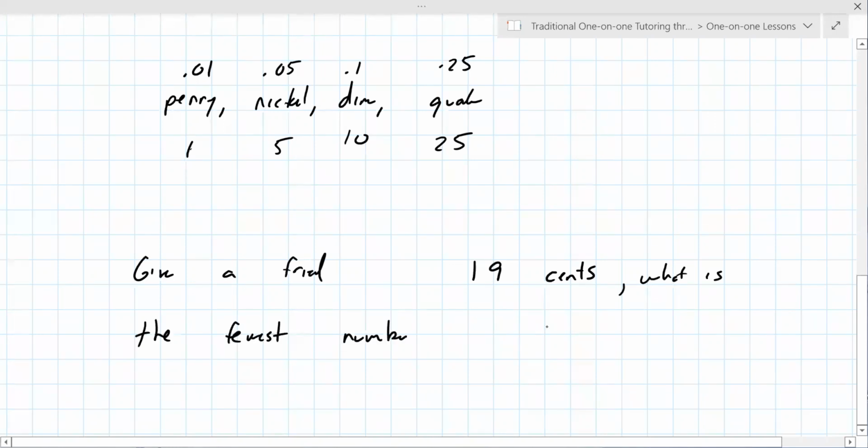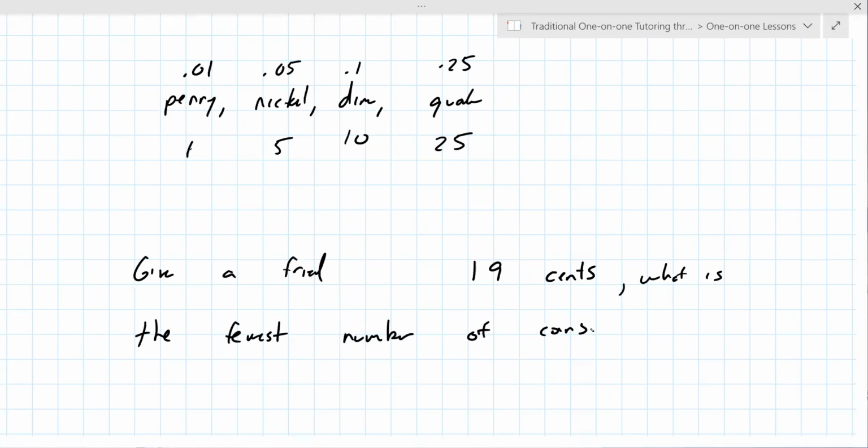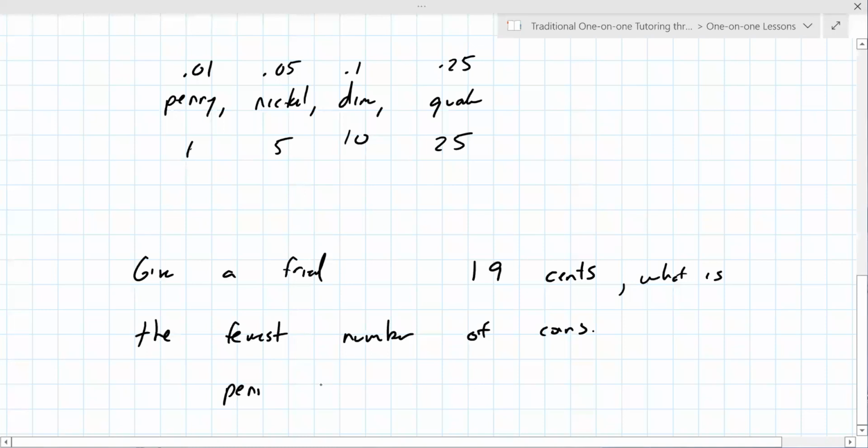So it's kind of like the question that we were looking at the other night with dollar bills, but now we're doing it with coins. A penny is just 1 cent though. We need to get all the way up to 19 cents. So we got 18 more cents to go.